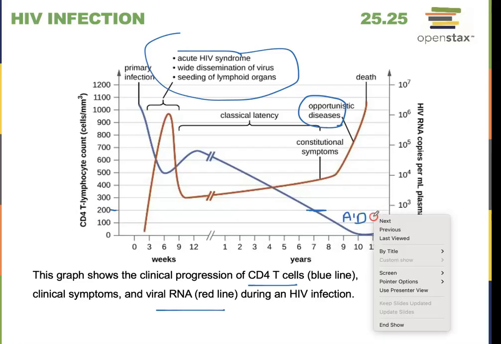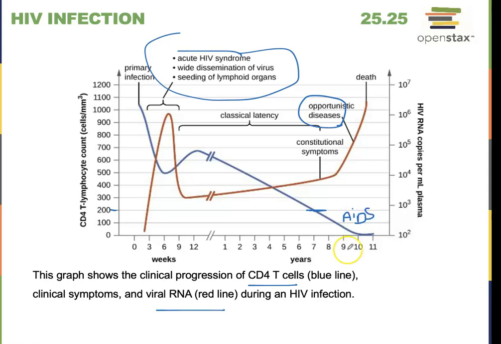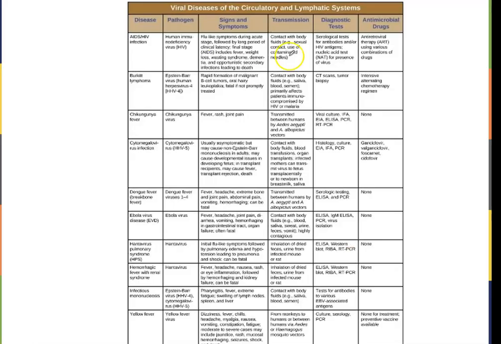Luckily, we do have really good medicine for AIDS or HIV infections at this point, so people can live a long life as long as they take their medications as prescribed. So viruses, we didn't cover a lot of viruses, but we did cover HIV, Burkitt lymphoma, dengue fever, Ebola, and mono, yellow fever. Okay, so those are all the viruses that we have.